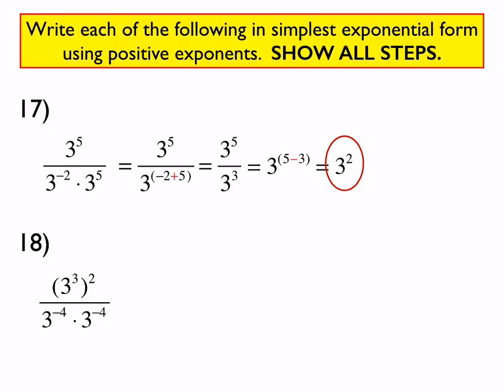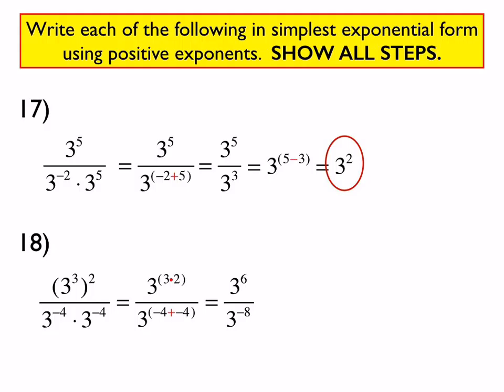Number 18, we should simplify the numerator and then simplify the denominator. The numerator, we have a power to a power. The denominator, we have 2 bases where we're multiplying these like bases, so we have to add the exponents. So here's what we have so far. Everybody okay with that? Yeah, when I walked around, I saw that, but it's from here that we had problems.